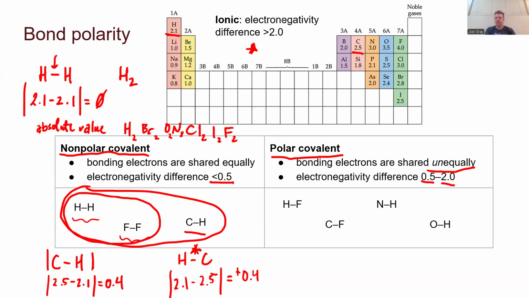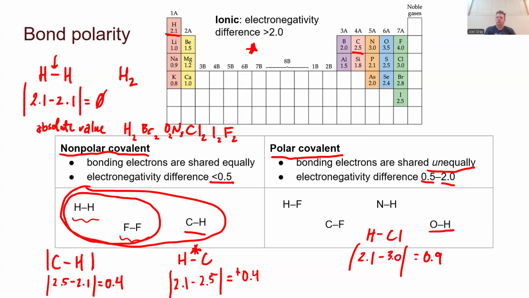So again, we take these atoms' electronegativities, and let's go with one that's not on here. Let's go with HCl. H is 2.1, minus Cl, which is 3.0, 0.9. That is an example of a polar covalent bond, because these two atoms are shared unequally, and our electronegativity difference falls between 0.5 and 2.0.